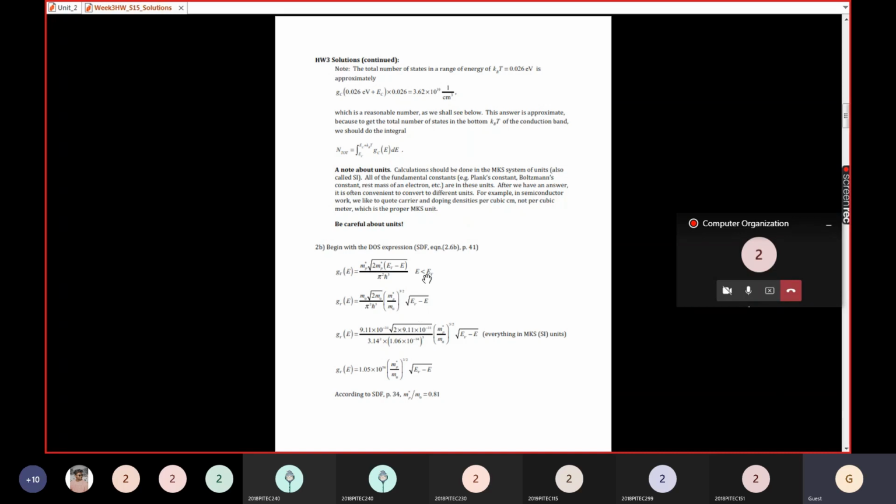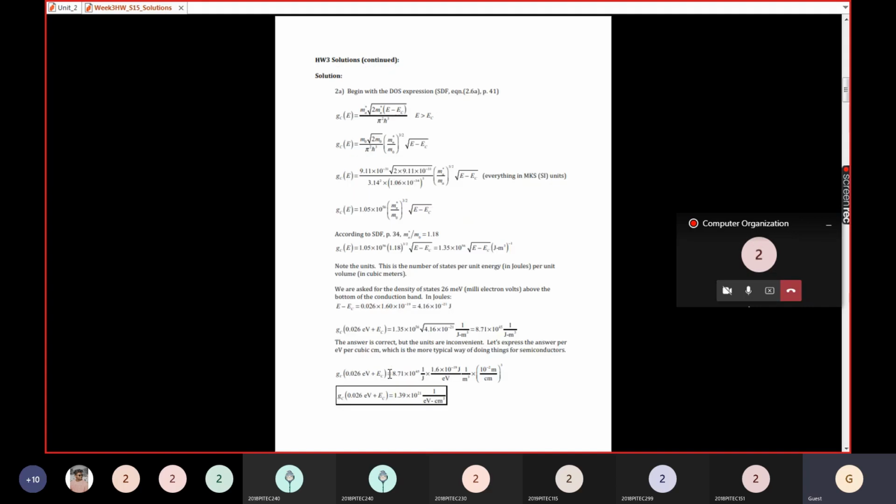After solving all these formulas, you will get the final formula as Gv of E is equal to 1.05 into 10 to the power 56 into mp divided by m naught power 3 by 2 into square root of Ev minus E. What is the difference between the previous formula and this formula? Observe it clearly. It is E minus Ec, and now it is Ev minus E.